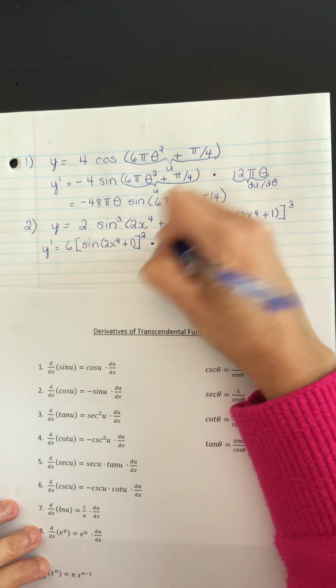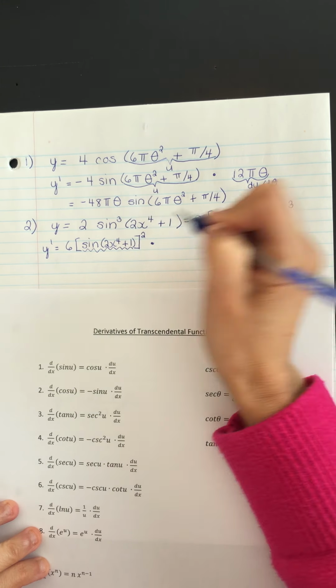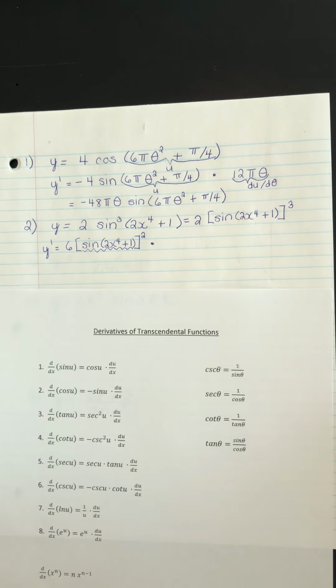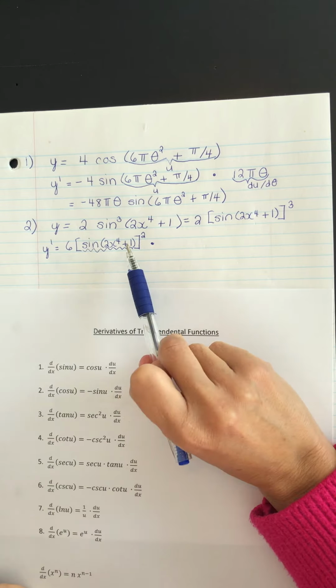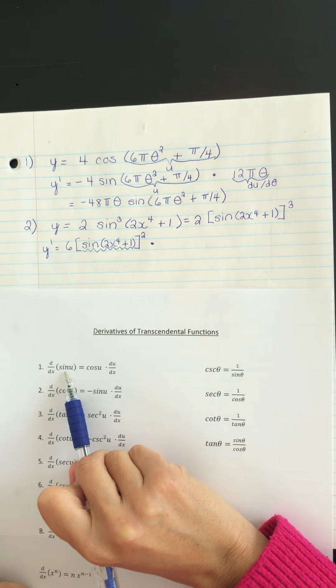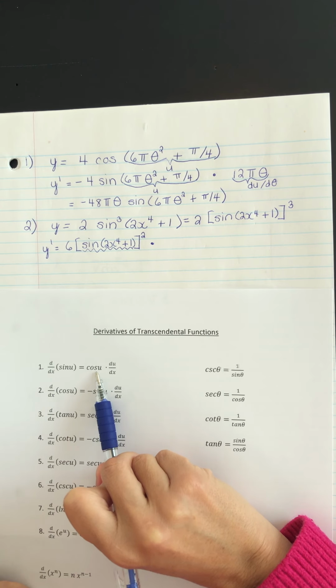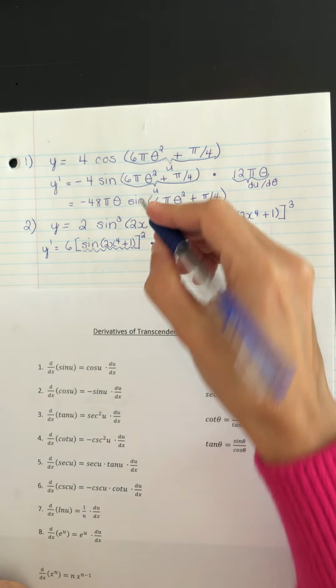Now we have to multiply by the derivative of the inside of this bracket. So we need the derivative of sine of 2x to the 4 plus 1. Well, its derivative will have 2 parts. The first part will be cosine of 2x to the 4 plus 1.